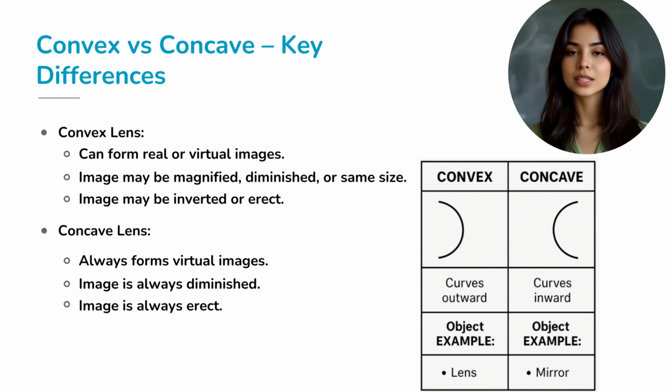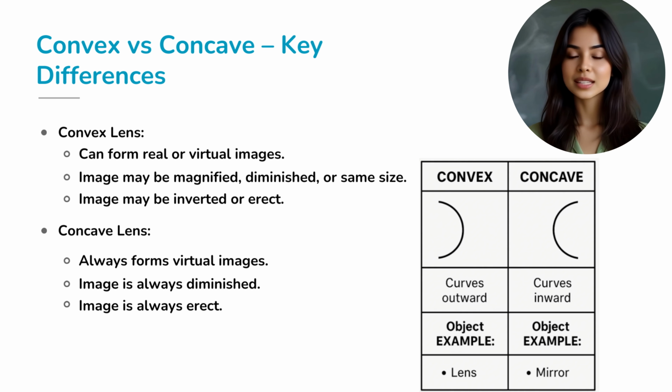A quick memory tip: convex lenses curve outward, concave lenses curve inward. Think of the word concave as caving in. In daily life, convex lenses are used in magnifying glasses, cameras, and microscopes where we need enlarged views. Concave lenses are used in peepholes and certain spectacles where a smaller, wider view is useful.